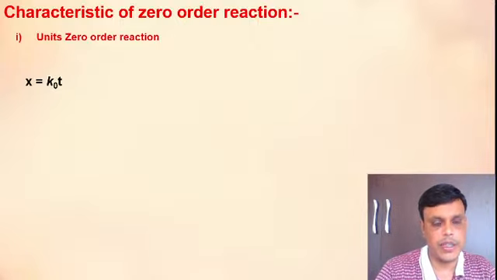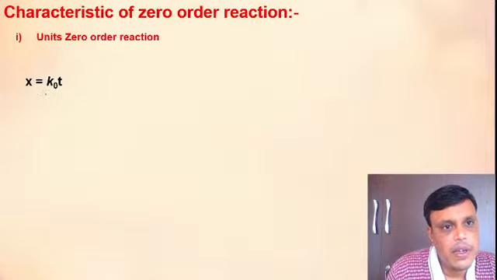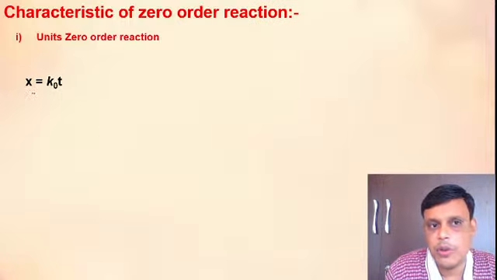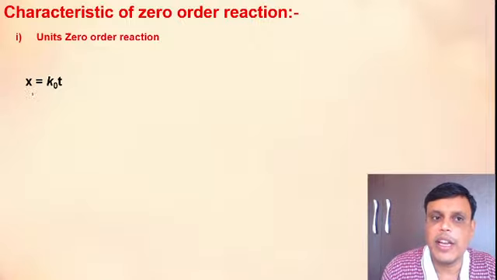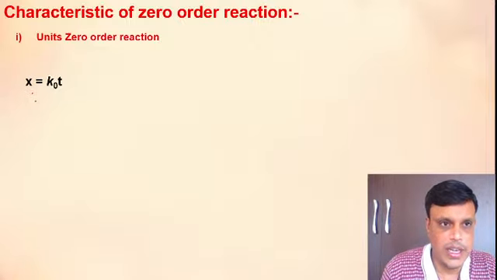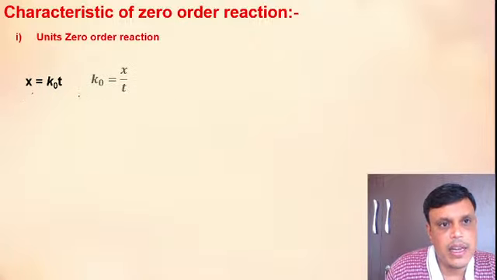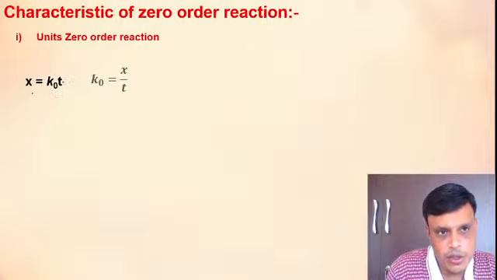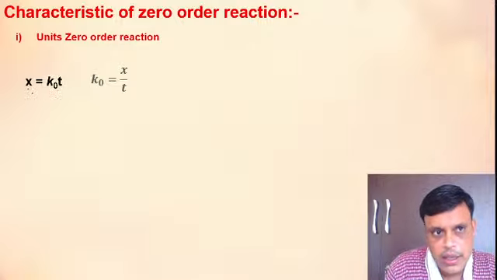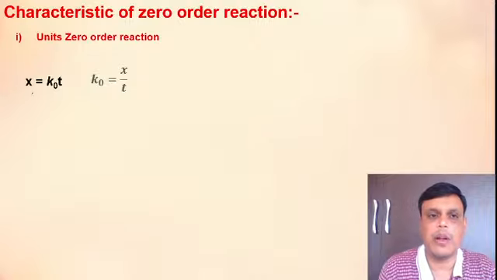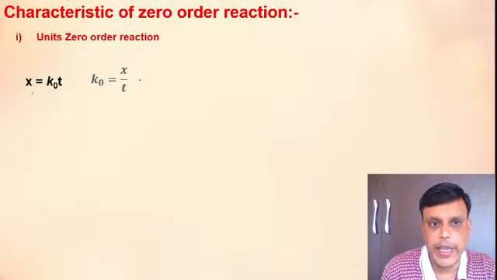So we have this equation, x is equal to k0 into t. This is our integrated rate equation for zero order reactions. Then we will rearrange this: k0 is equal to x by t. So what did we do? The t that was multiplied here, when it goes to the other side, it will get divided. So k0 is equal to x by t.